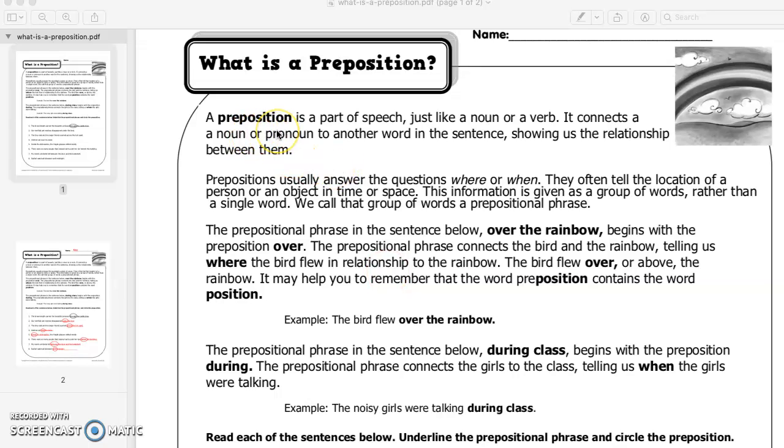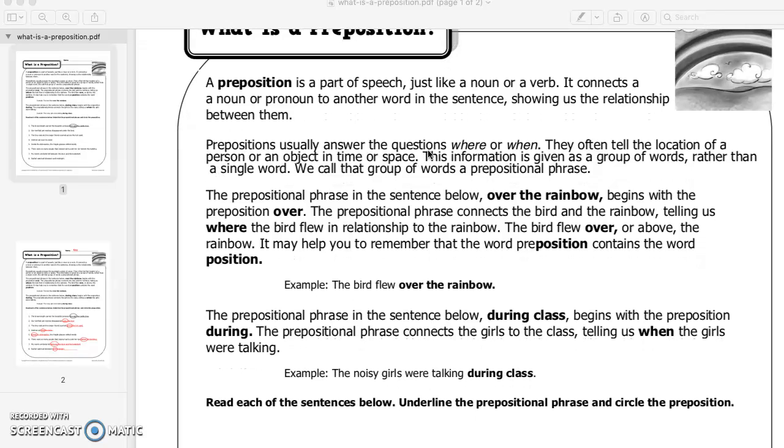We are going to talk today about prepositions. A preposition is a part of speech just like a noun or a verb. It connects a noun or pronoun to another word in the sentence, showing us the relationship between them. Prepositions usually answer the questions where or when.